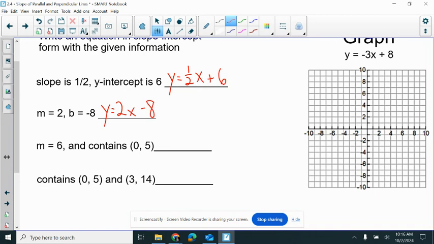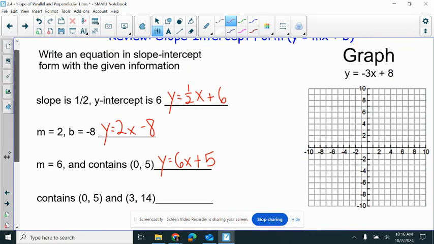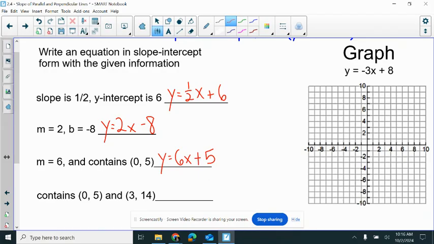M is 6 and contains 0, 5. Y equals 6x. So 0, 5 is actually the point where the line crosses the y-axis, so that is your y-intercept. So for this one, my y-intercept would actually be 5. And then this last one, we would actually have to find the slope, and the 5 would be the y-intercept. So then you'd have to find the slope first using your slope formula.